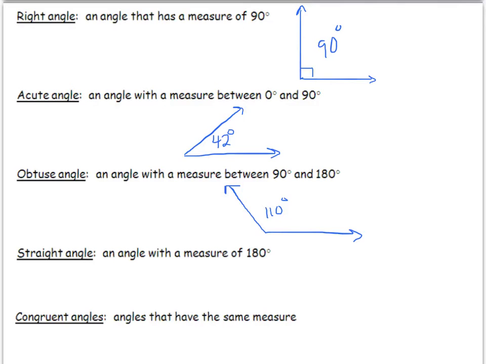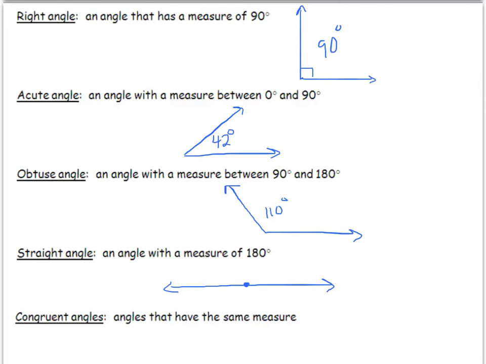The last angle that we're going to talk about, the type, is a straight angle. And a straight angle is an angle that has a measure of exactly 180 degrees. And that is actually just a straight line. So there we go. That's an example of a straight angle.